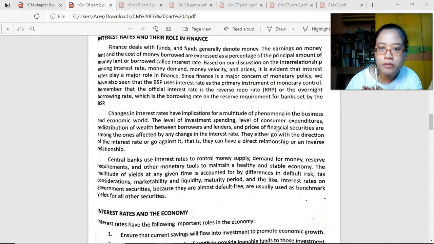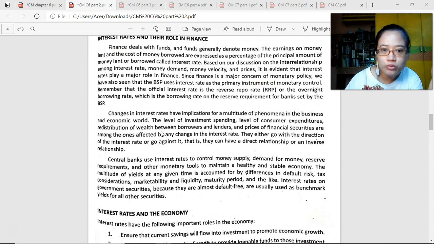Okay? Tapos, on the part naman ng consumer expenditures, again, mga individuals, let's say mga salaried employees. So, kapag tumaas din yung interest rate, minsan nagdadalawang isip sila kung mangungutang pa ba sila o hindi. Diba? Magsa-salary loan pa ba ako or wag na lang. Okay? And because of that, bumababa din yung consumer expenditures kapag mataas ang interest rate.